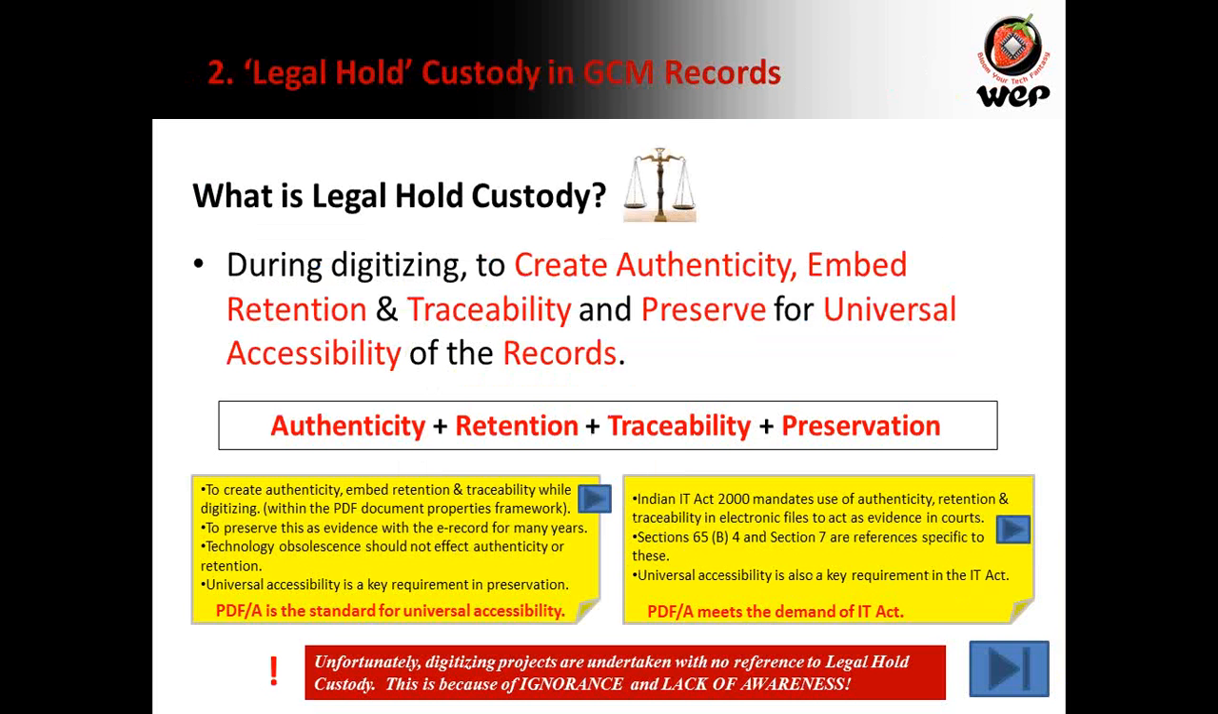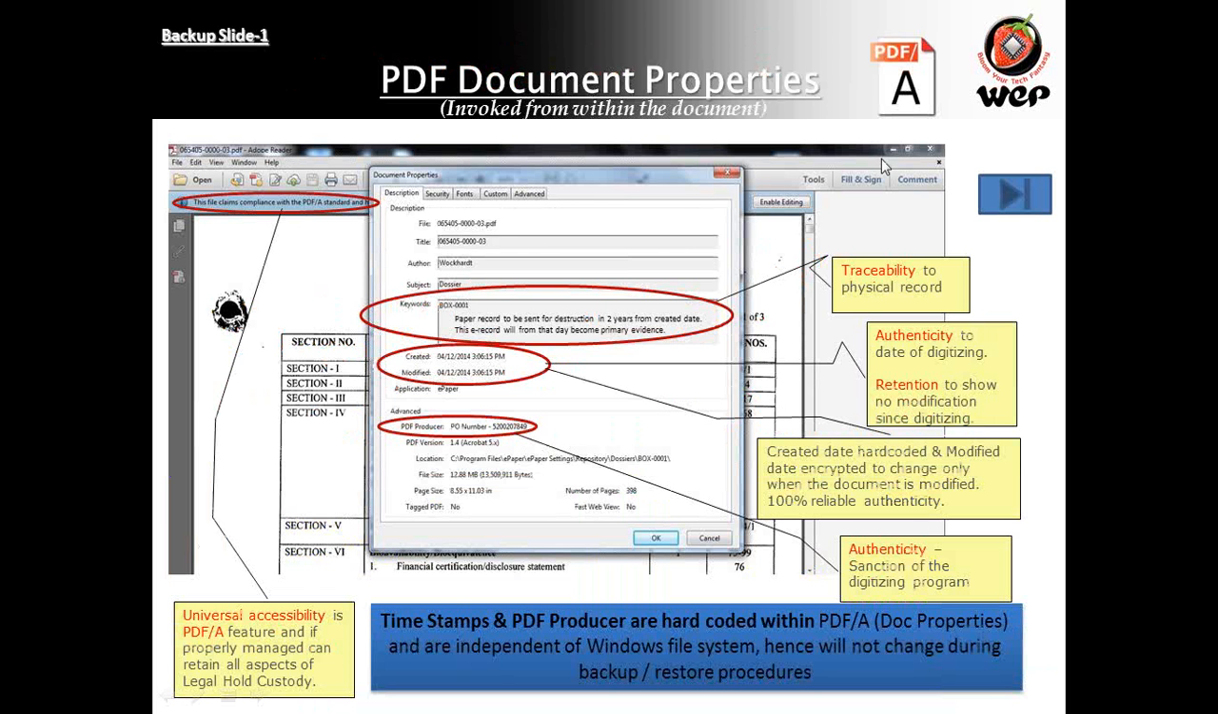Let's start by looking at what is legal hold custody in GCM records. So what is legal hold custody? To create authenticity, to embed retention and traceability while digitizing. All these done within the PDF document properties framework. What does the PDF document properties framework look like? Now that's a screenshot of the file document properties of a PDF.